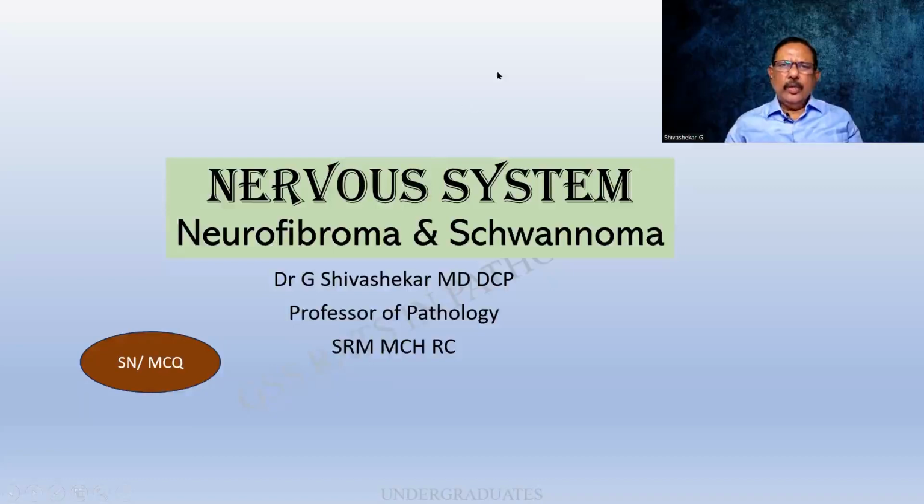Now, what are the tumors that are arising from the nerves? Two tumors, they can be kept as slides in the viva as well as MCQs and short notes. Neurofibroma and schwannoma. Both are actually benign tumors.